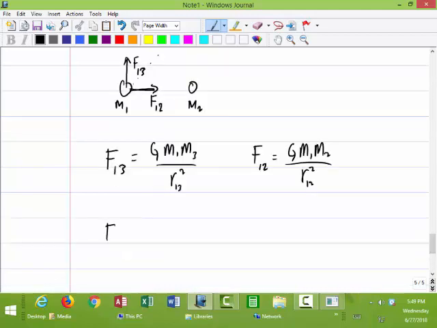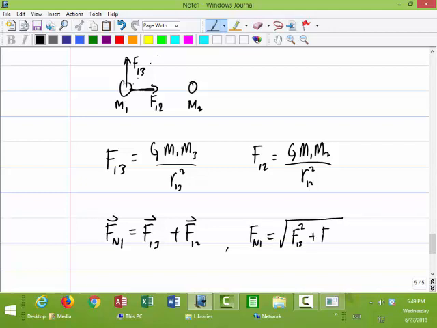Then the net force on this mass M1 is equal to, first of all, in vector notation, the force on 1 due to 3 plus the force on 1 due to 2. The magnitude of the net force on 1 is just the square root of the force of 1 on 3 squared, plus the force on 1 due to 2 squared.